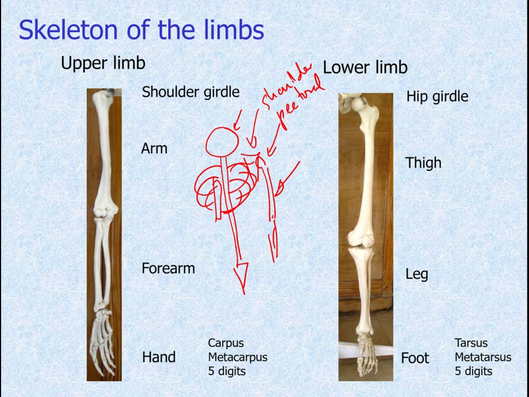Then when it comes to the lower limb, there is a similar girdle, a limb girdle that connects the lower limb to the axial skeleton. You get the two hip bones united by symphysis pubis here. Here they are connected to the sacrum. So you get the femur attached to the axial skeleton through the girdle here. This girdle is called the pelvic girdle.